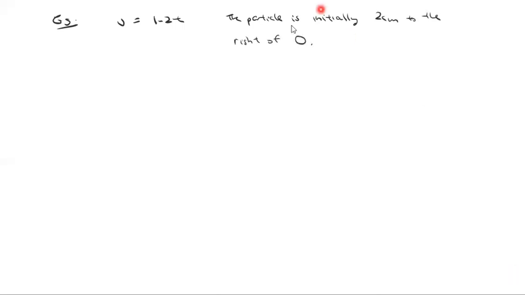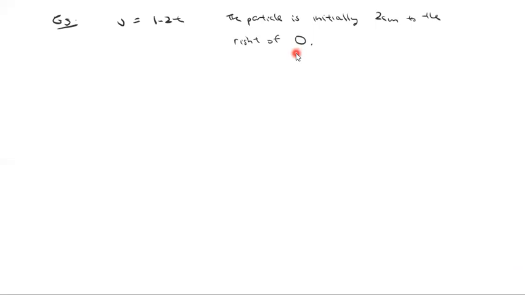So we'll just take a very simple question to show you what I mean here. If we've got some sort of velocity equaling 1 minus 2t, for example, and we're told that the particle is initially two centimeters to the right of O. Do you understand what O means?